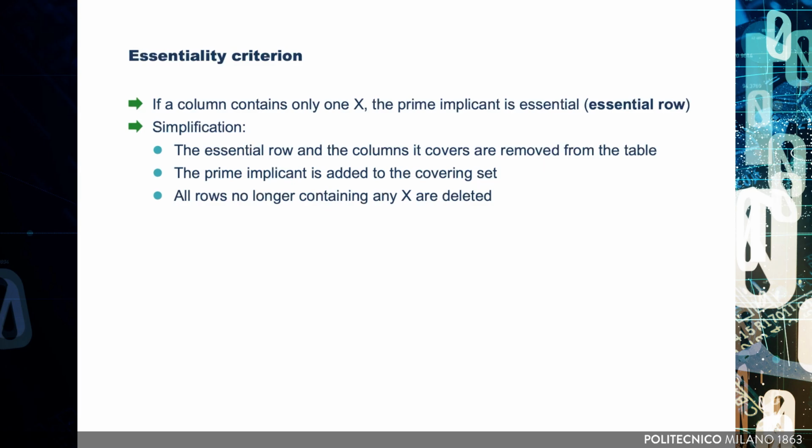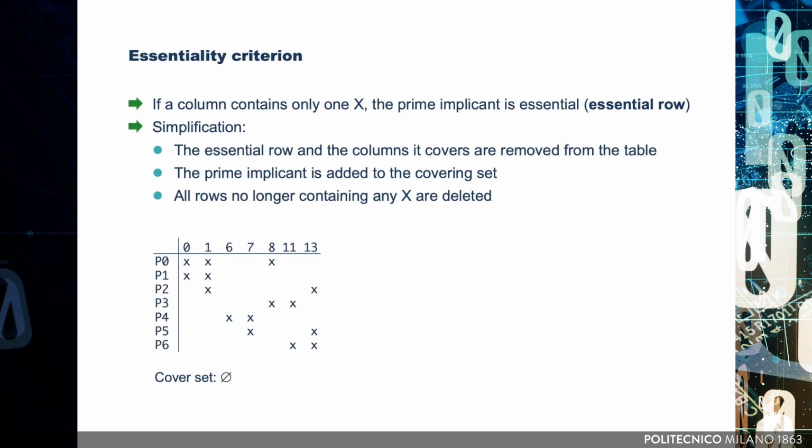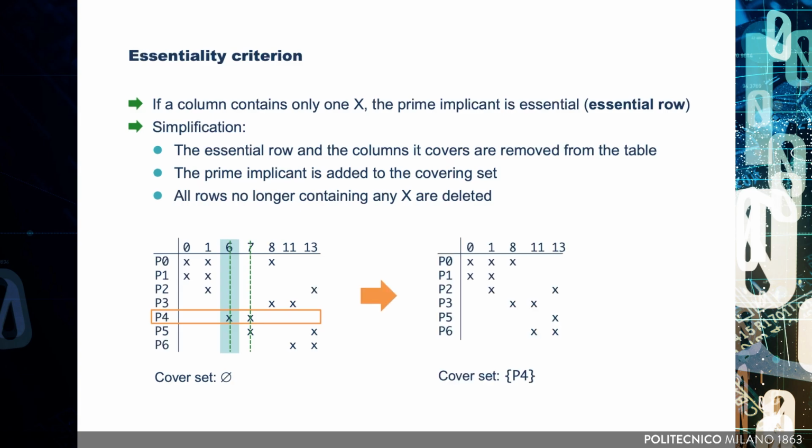These rows can also be removed since the corresponding implicants no longer cover any minterms and therefore cannot contribute to the final solution. Let's continue with the same example, using cardinality as the cost function. As discussed earlier, we do not need to display the cost column since all costs are equal. In column 6, there is only one X, which corresponds to implicant P4. Therefore, we select P4, remove its row, and also eliminate the columns corresponding to minterms 6 and 7. This brings us to the updated table shown here.